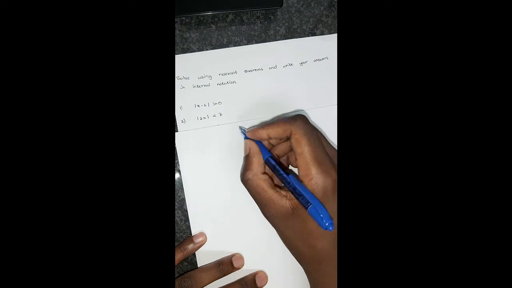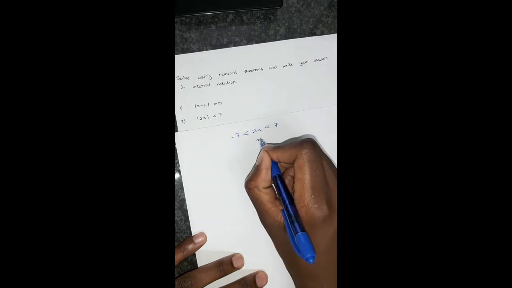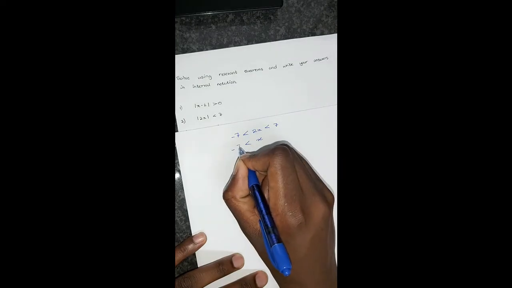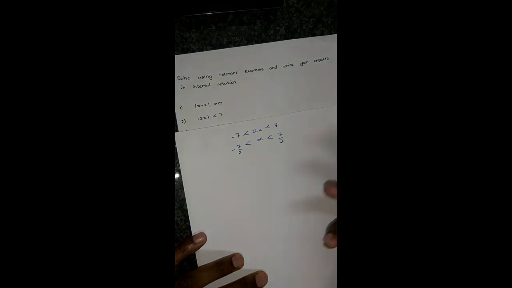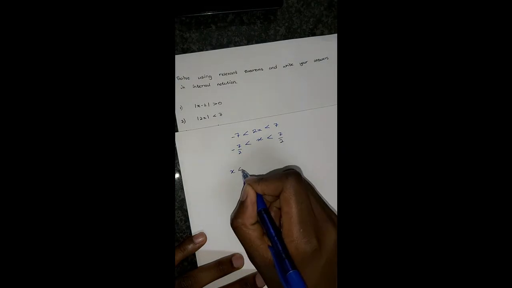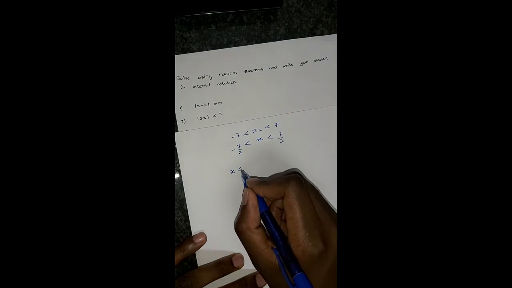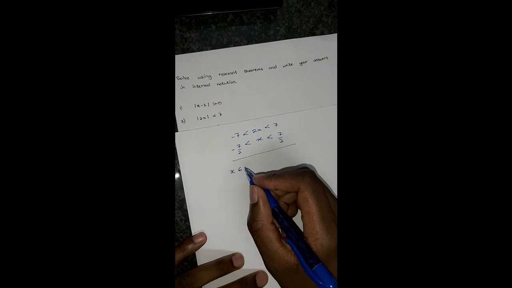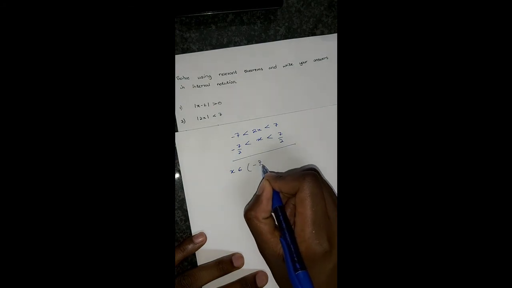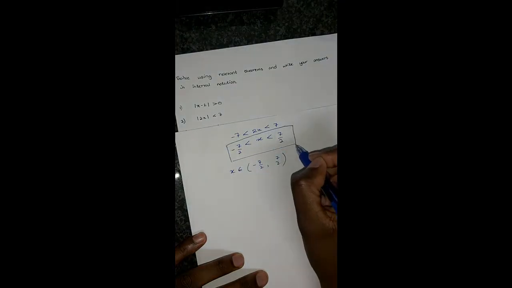So we say if it's less than, then 2x is less than positive 7 but greater than negative 7. Then x is greater than negative 7 over 2 and less than 7 over 2. So you can write this one in interval notation as x an element of negative 7 over 2 to 7 over 2. So this is your interval notation.